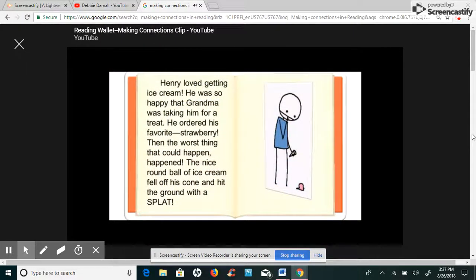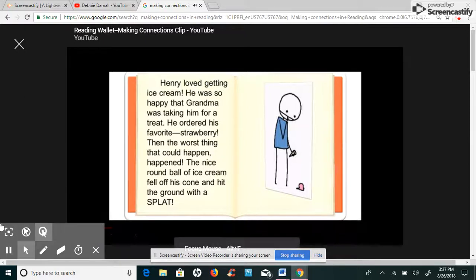Let's read about Henry. Henry loved getting ice cream. He was so happy that Grandma was taking him for a treat. He ordered his favorite, strawberry. Then, the worst thing that could happen happened. The nice round ball of ice cream fell off his cone and hit the ground with a splat.